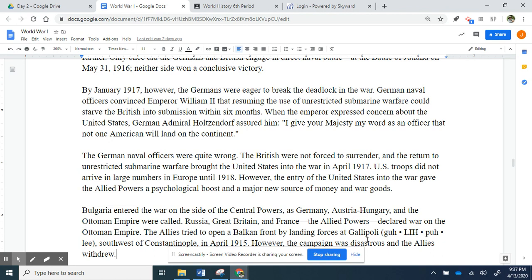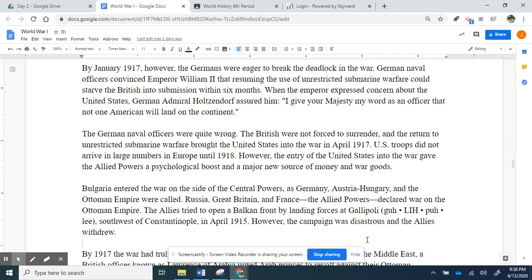The British were not forced to surrender, and the return to unrestricted warfare brought the United States into the war in April 1917. U.S. troops did not arrive in large numbers in Europe until 1918. However, the entry of the United States into the war gave the Allied powers a psychological boost and a major new source of money and war goods.